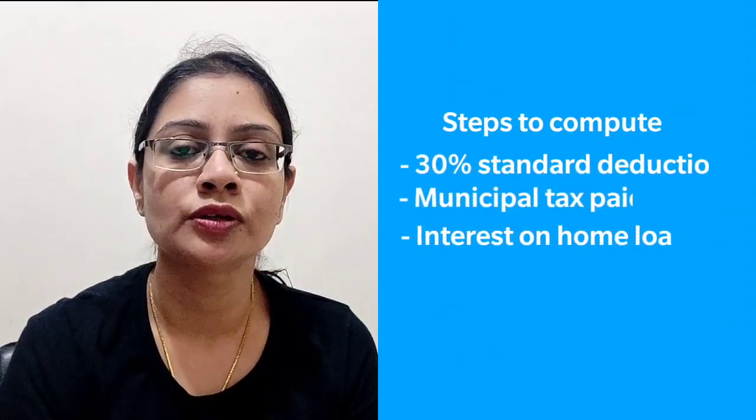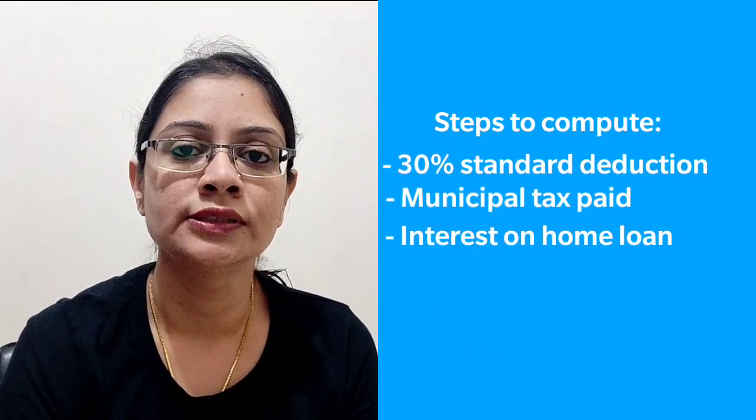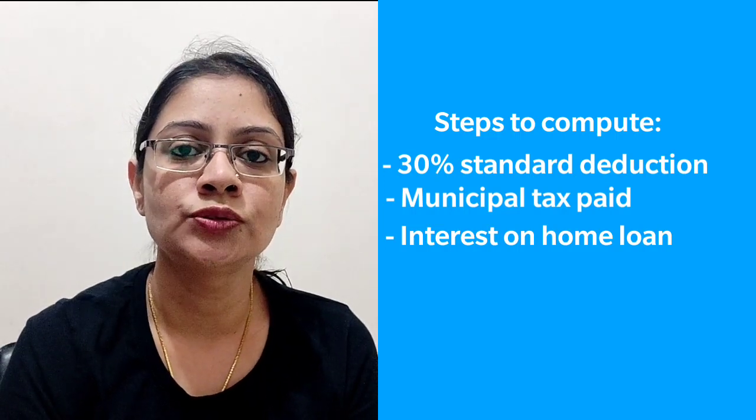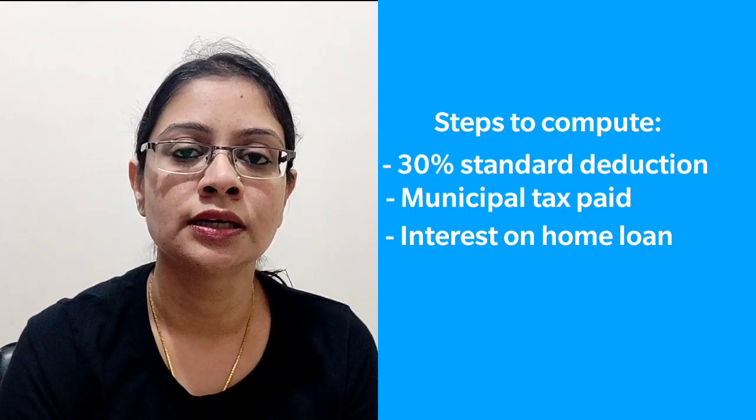However, there are certain restrictions when it comes to claiming a loss from house property. Apart from the deduction for the municipal taxes and for the interest on home loan, you can claim a standard deduction of 30%. In the steps to compute income from house property, you first claim a deduction of 30% standard deduction of the actual rent. Next, you claim a deduction for the municipal taxes. And lastly, you claim a deduction for the interest on home loan.